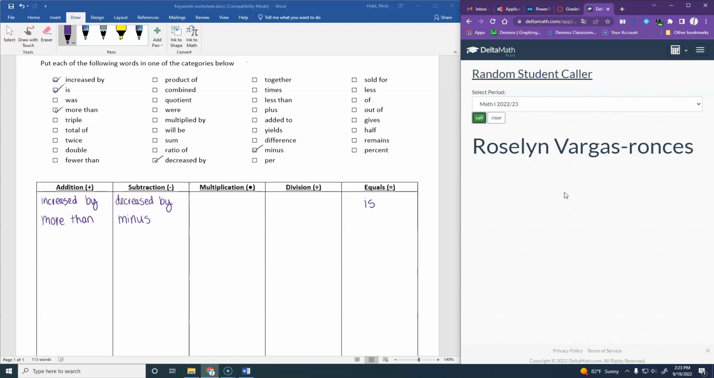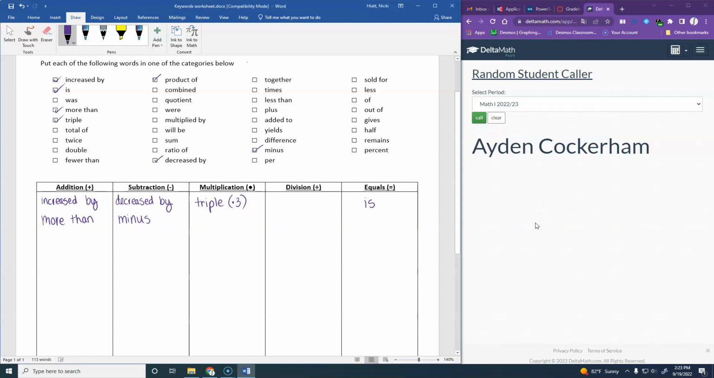Very good. And where is triple? Oh, right there it is. And specifically, if you see triple, what are you multiplying by? 3. So I'm going to put times 3 there beside of it. So it's a specific type of multiplication. Riley. Aiden? No. Product of is going to be multiplication.